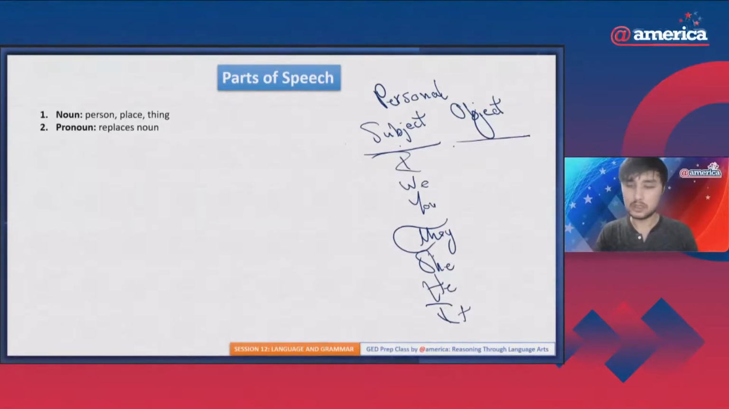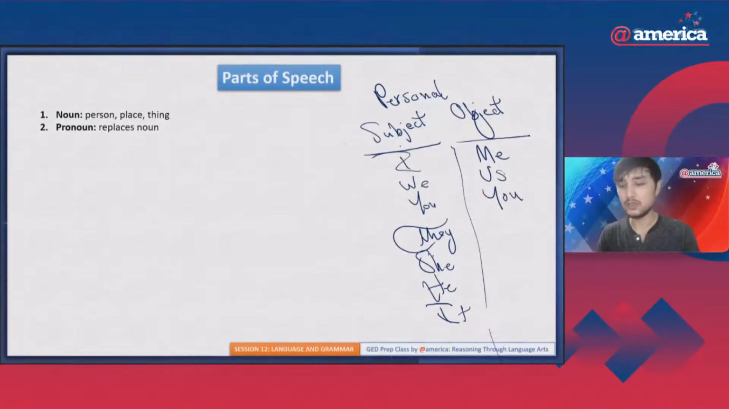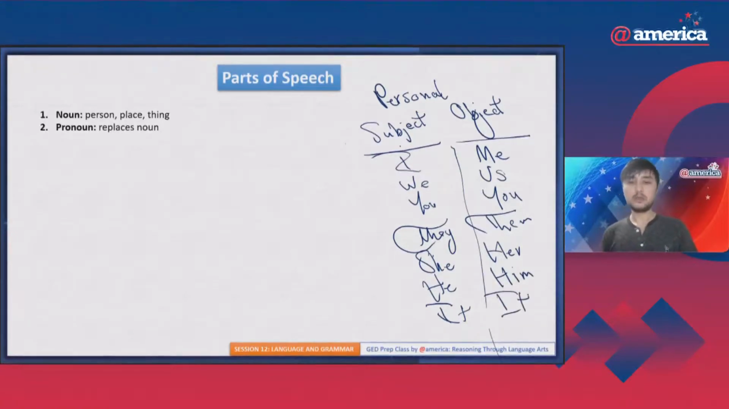When we want to use them as objects of a sentence, we want to use pronouns to replace the object of the sentence. We say, instead of I, we say me, right? For we, we have us. For you, it does not change. They changes to them, she to her, he to him, and it also remains the same.